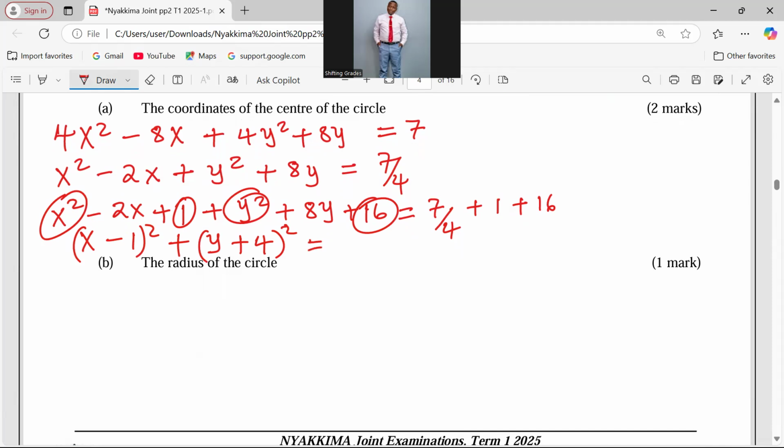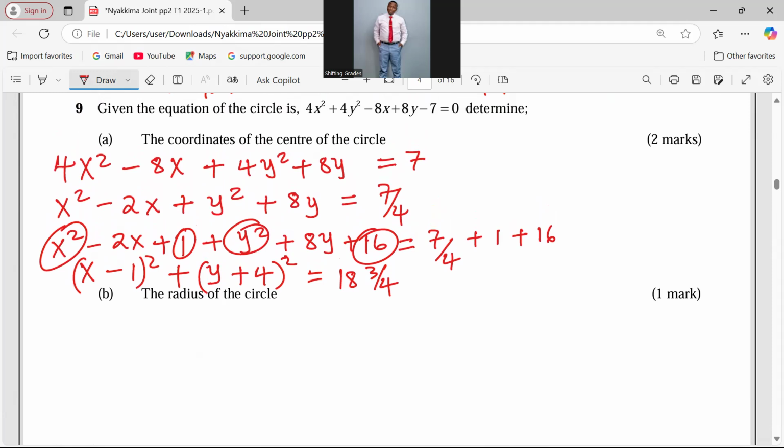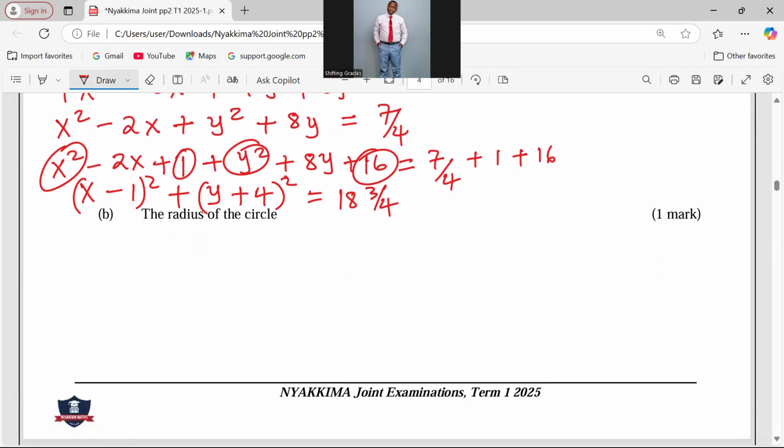This is equivalent to, when we take 7 over 4 and we add 1, then we add 16 again, I'll be getting 18 and 3/4. So here we are supposed to get 2 answers. The first answer for A is the coordinates of the center of the circle. The general equation of a circle is usually x minus a squared plus y minus b squared equals radius squared.